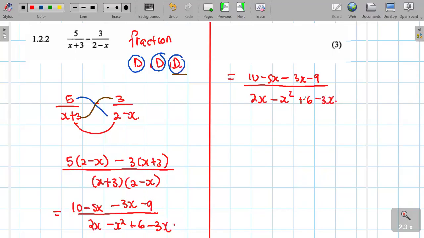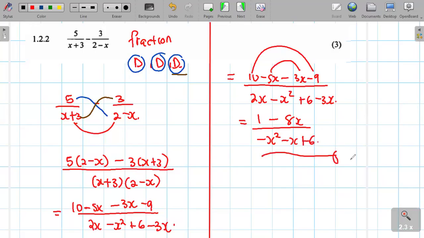All right. This is lovely maths. Let's add like terms. Minus 5x minus 3x is minus 8x. 10 minus 9, that will be 1. So I am left with 1 minus 8x over. Let's group like terms. I'm going to have negative x squared. 2x minus 3x, that will be minus x, plus 6. All right, we are done there, guys. Just simple, straightforward, just like that. All right, that's how we do it.